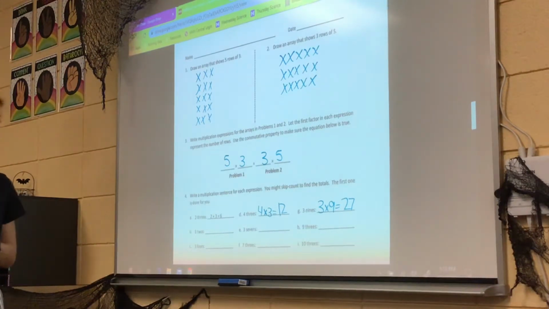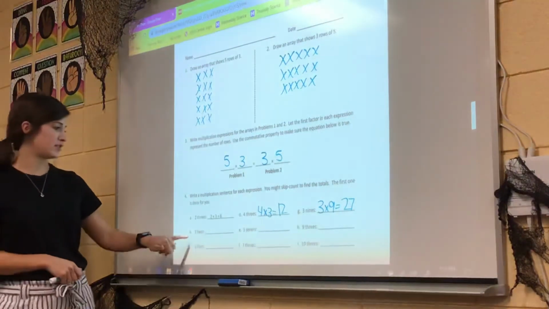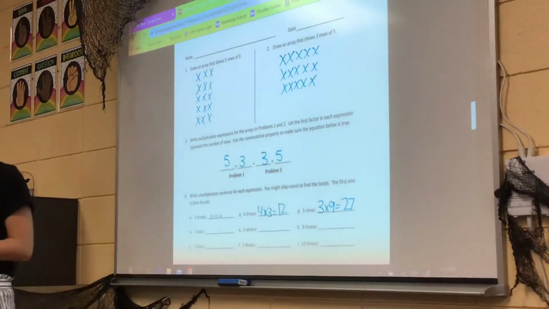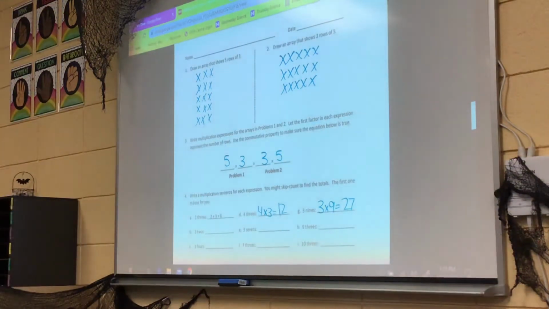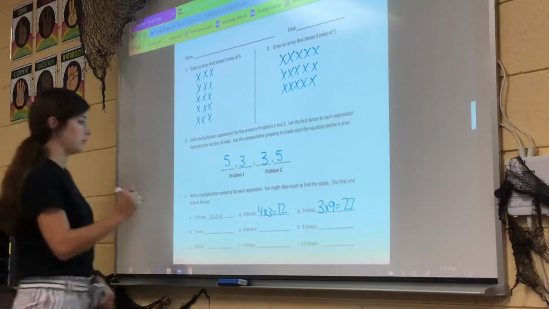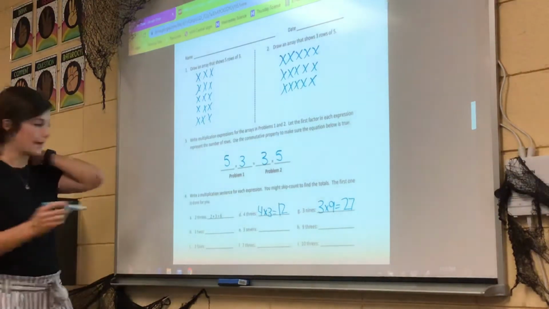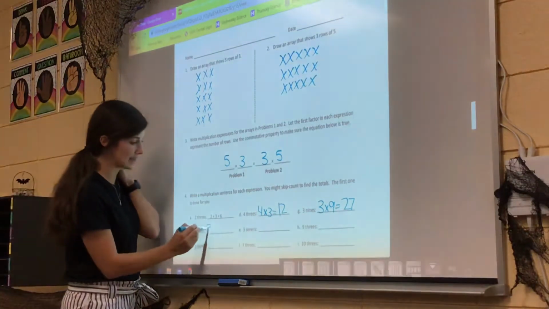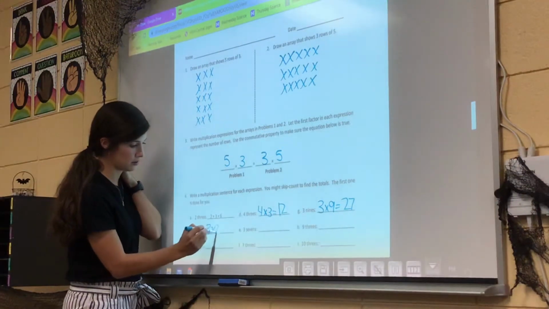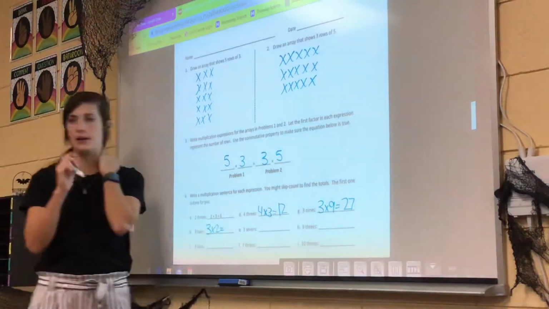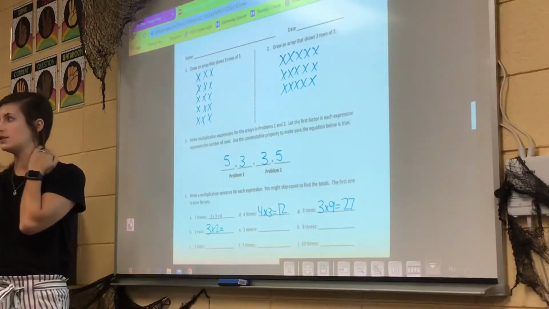Let's do B together. Okay? B says 3 2s. What will our multiplication sentence look like for 3 2s? Addison? 2 times 3. 3 times, yeah, 3 times 2. Write it as they say it. So 3 times 2 equals how many? Jenna? 6.